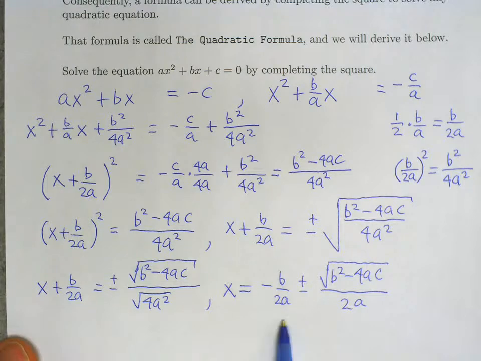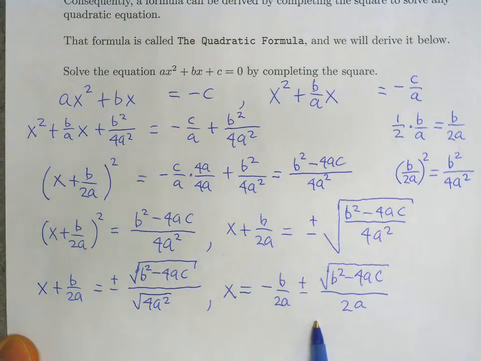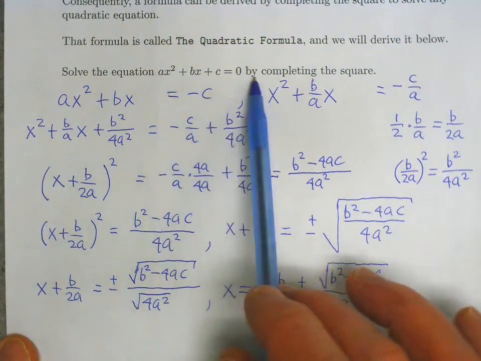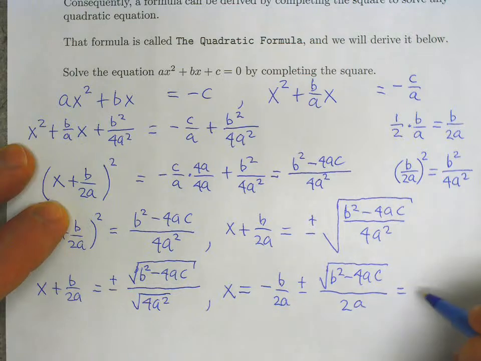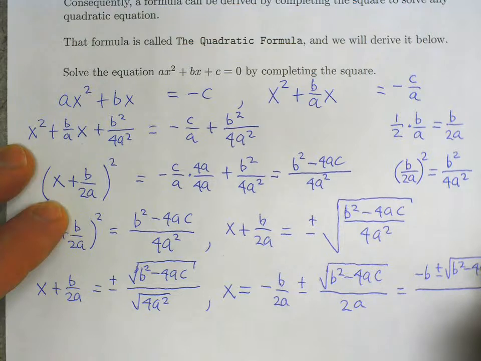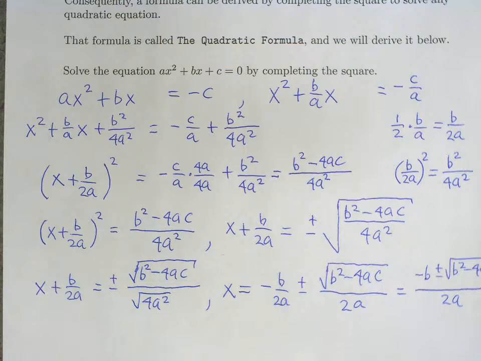So this suffices as the quadratic formula, the formula that can be used to solve any quadratic equation whatsoever. But you might see it written in a more compact way. We can write in the numerator negative b plus and minus the square root of b to the second minus 4ac, and then divide all of that by 2a, since we have a common denominator of 2a. Okay, so that's called the quadratic formula.